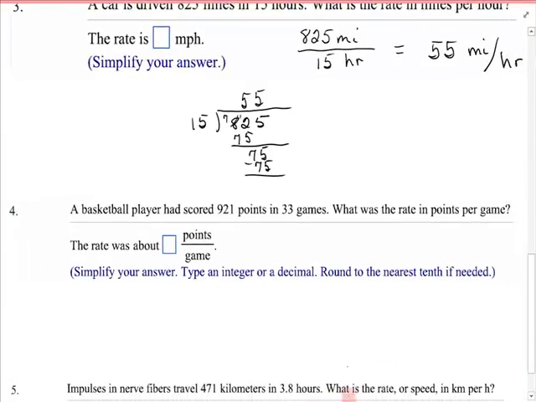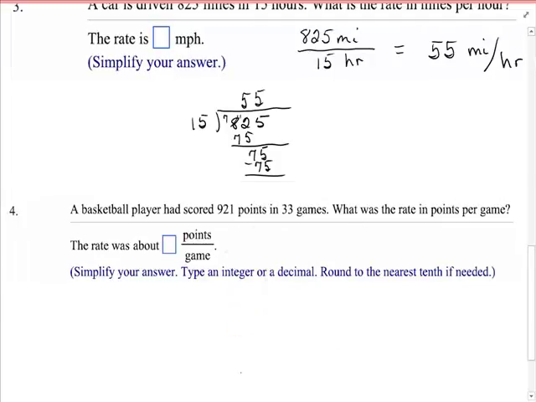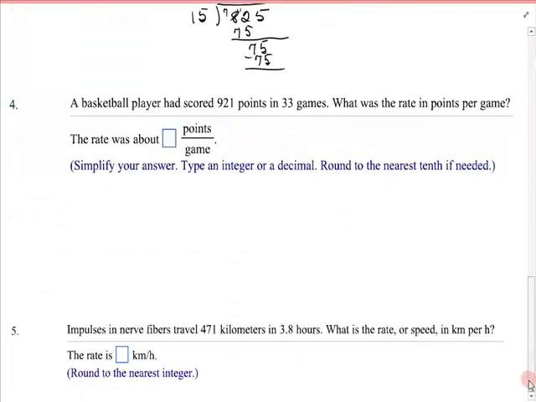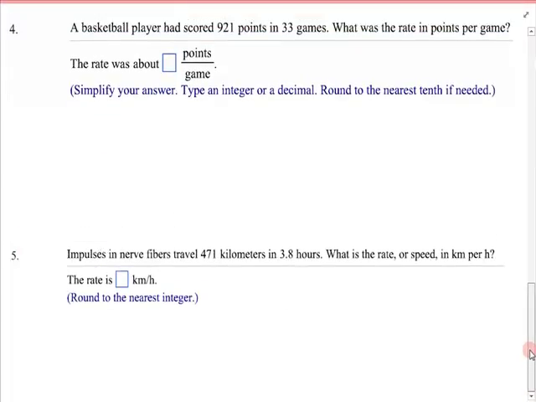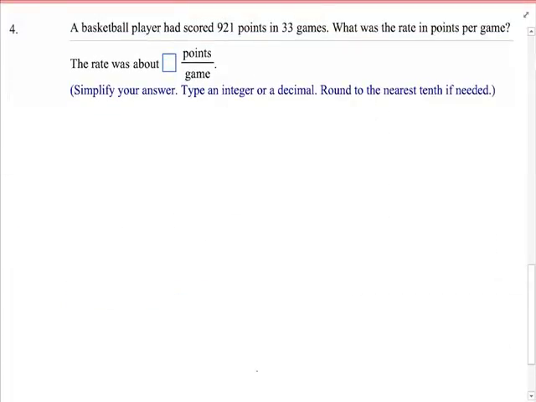All right, let's look and see what the next one says. It says a basketball player had scored 921 points in 33 games. What was the rate in points per game? Simplify your answer. Type an integer or a decimal. Round to the nearest tenth if necessary. Okay, so I know this is 921 points per 33 games. And I want to know how many points per game.